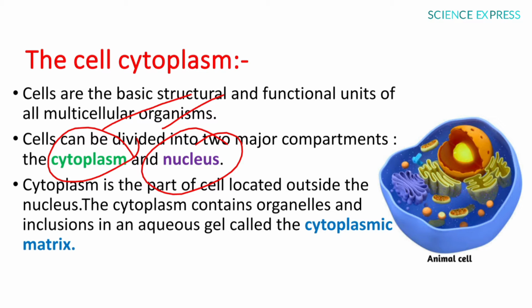Cytoplasm is the part of the cell located outside the nucleus, and cytoplasm contains organelles and inclusions in an aqueous gel called the cytoplasmic matrix. This one is called the nucleus and the outer portion is called the cytoplasm, and nucleus and cytoplasm together are called protoplasm.